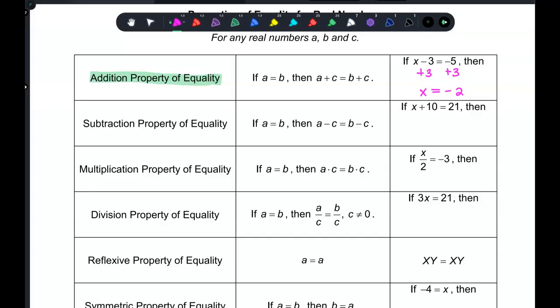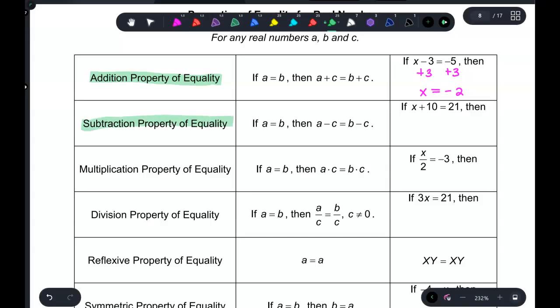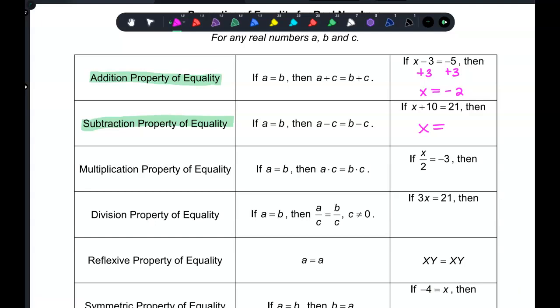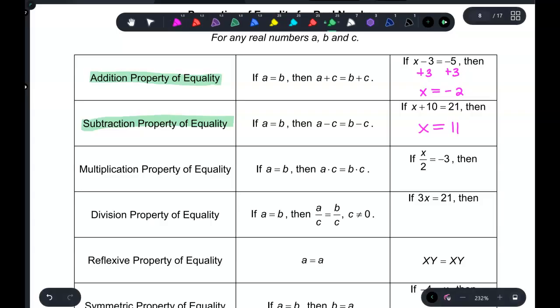So for this next one, this is the subtraction property of equality. If x plus 10 equals 21, then x equals... Is this on the test? Yeah, this stuff is on the quiz. That's why I said, when you see this stuff, it's not really new stuff, right? We just have to justify, right? How did we get x equals 11? We had to subtract what from both sides? 10.